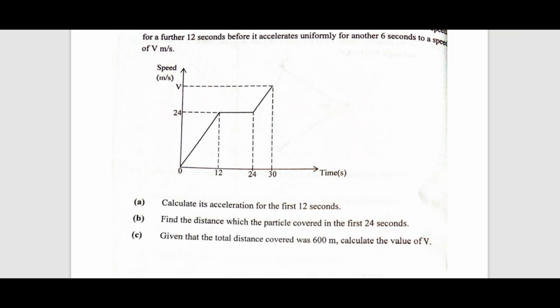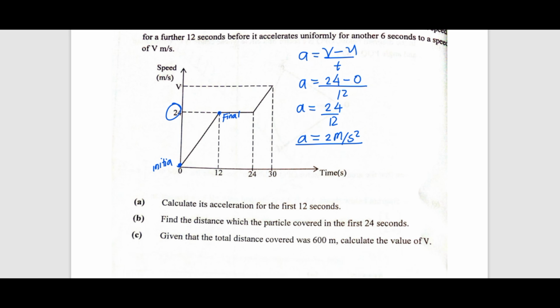So let's look at the first question. Calculate its acceleration for the first 12 seconds. So acceleration is equal to final minus u over t. 12 seconds, so this is where it is starting. So this is our initial point, then this is our final point. So the initial is 0, the final is 24 here. So it is 24 minus 0 over 12. So 24 minus 0 is still 24 over 12. 12 into 24 is 2 meters per second squared.